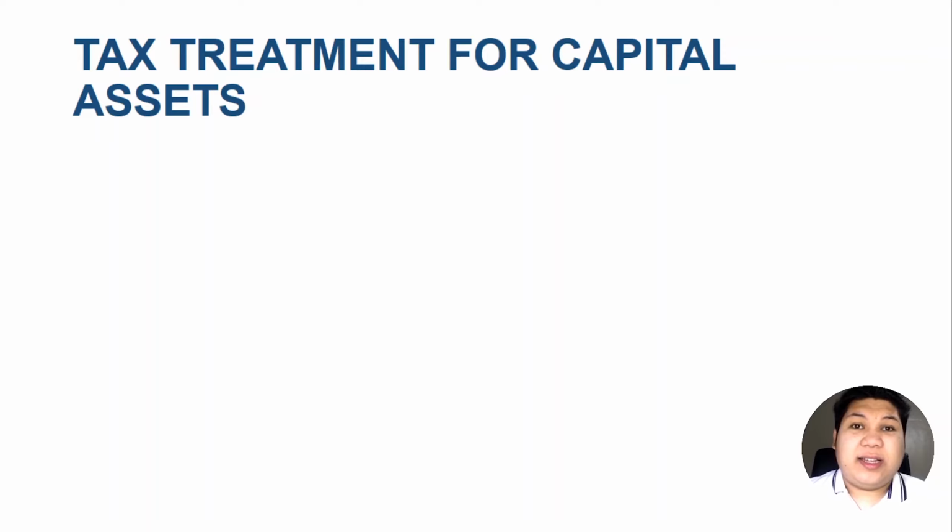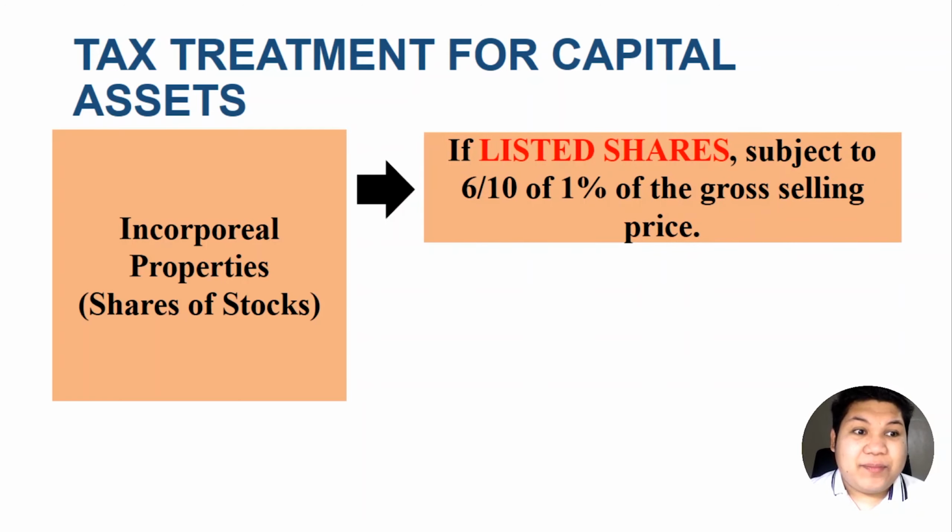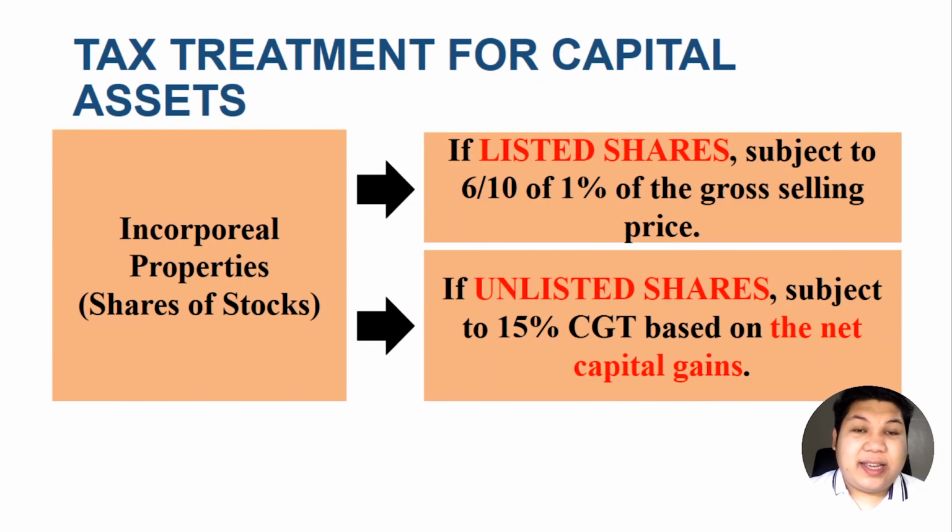So this is a summary of the tax treatment for the sale of shares of stock. So again, shares of stocks are incorporeal properties, and we need to know what kind of shares of stock is being sold. If it is a listed share, this could be subject to 6/10 of 1% of the gross selling price. This 6/10 of 1% is not a capital gains tax. This is a stock transaction tax, a percentage tax, which is based on the gross selling price. But if the shares are unlisted shares, this could be subject to 15% capital gains tax based on the net capital gains. So these are the two tax treatments for the shares of stocks.